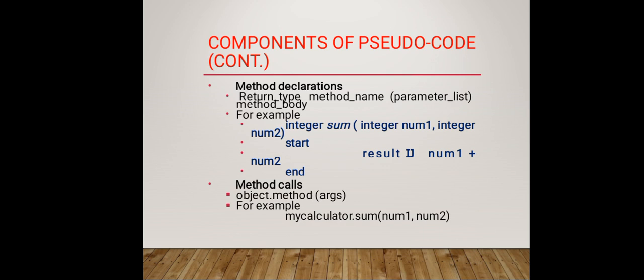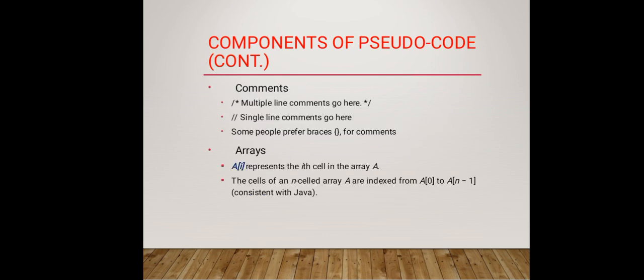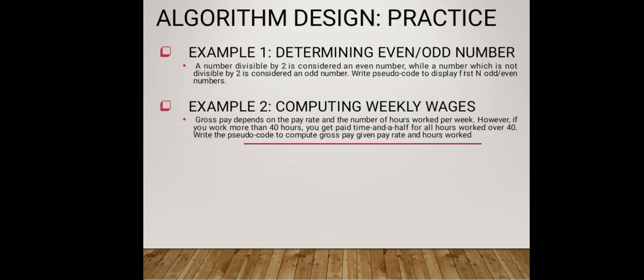Then the other method declaration: these are the return types, methods, like the name, parameter list, and the method body. For example, integer sum, integer number 1, integer number 2, start, result left arrow number 1 plus number 2, end. Method calls on the object method, which are the args. For example, we have myCalculator.sum(number 1, number 2). So these are methods, arrows, comments, and brackets used in computer programming.